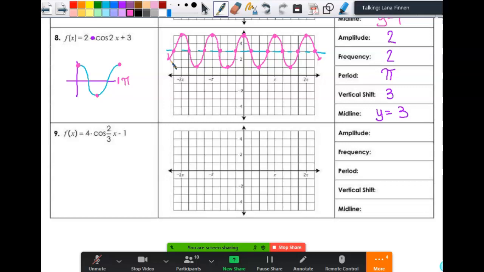Once you're done with number 8, check yourself with me. Please ask me if you have any questions. And if you're good on number 8, go ahead and do number 9.